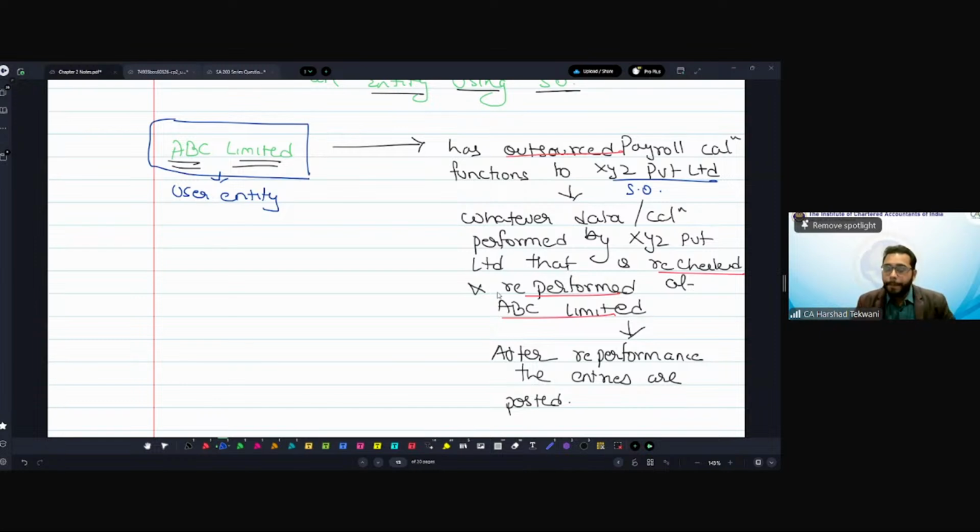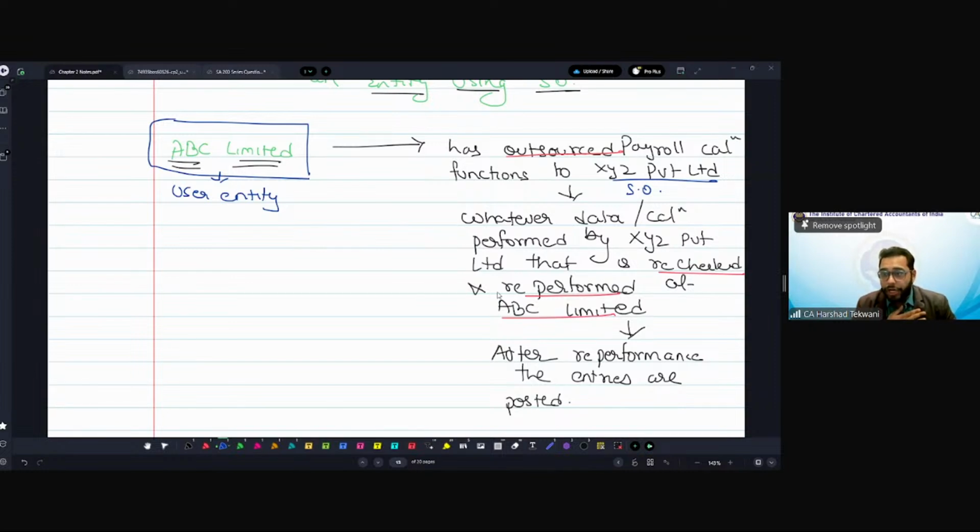If they have made any error, fraud, mistake or omission, then the company will also get into it. Then how will the auditor save himself? Okay, see, let's say ABC is performing payroll calculation. They calculated the payroll and at the end they identified that XYZ performed an incorrect calculation. Yes. So they will post the correct one because they are reperforming. Yes.